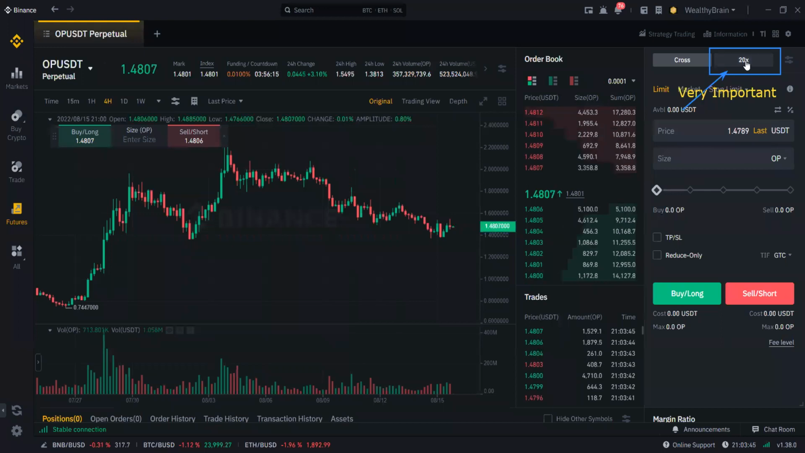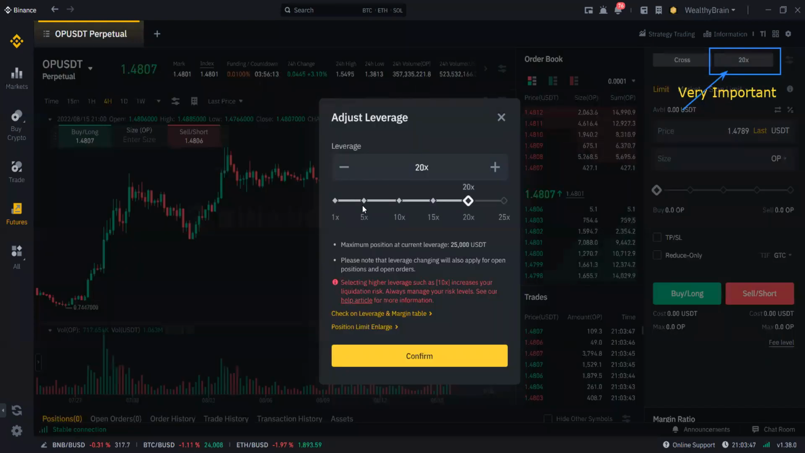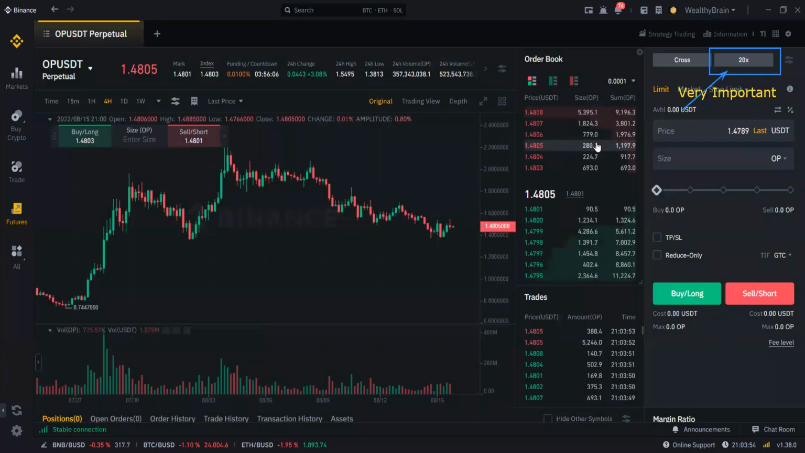You can use cross, you can use isolated margin. Isolated margin is a margin whereby you trade with a particular amount of money. While trading with that amount, all you need to do is enter the price and enter the amount you want to trade. And then if the market goes down to the level that you got liquidated, it will only be the amount you traded that will be liquidated.